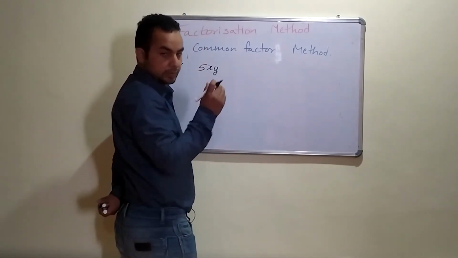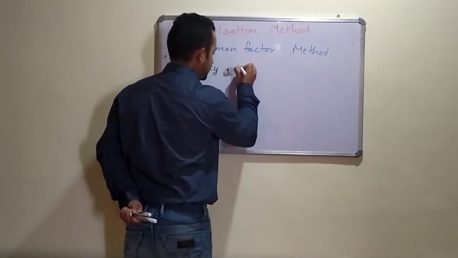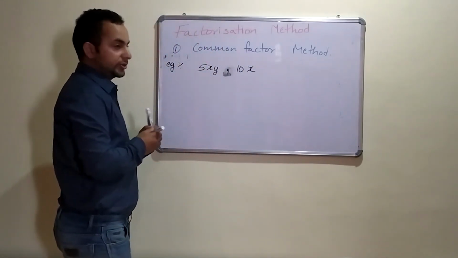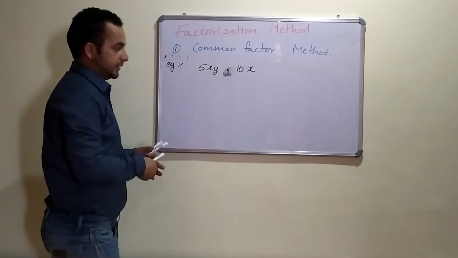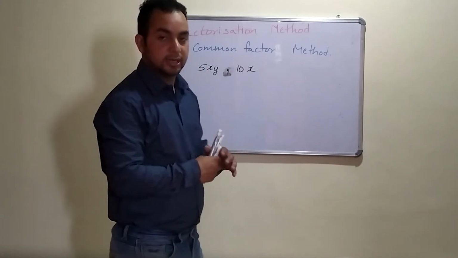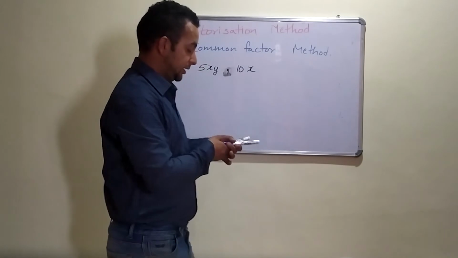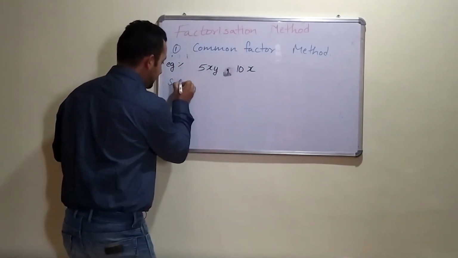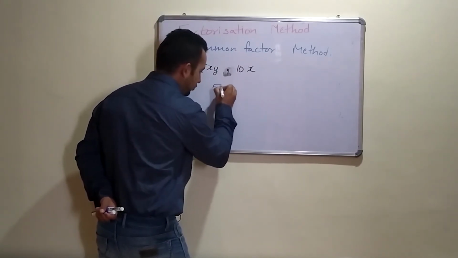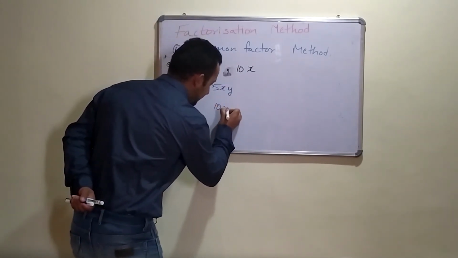and 10x. Then you have the algebraic expressions 5xy and 10x. Now you're going to find out the common factors between 5xy and 10x. So we are going to solve this and find out the common factor between these two algebraic expressions. Your first expression is 5xy and your second expression is 10x.